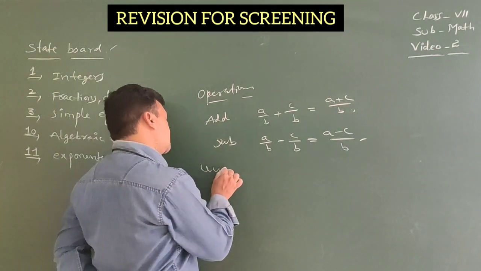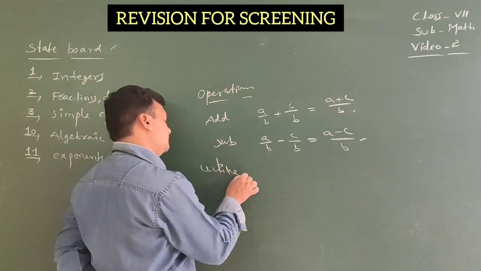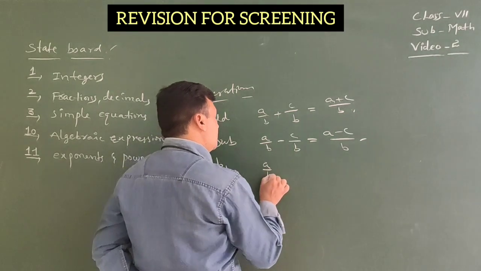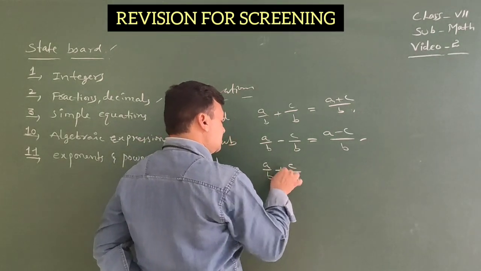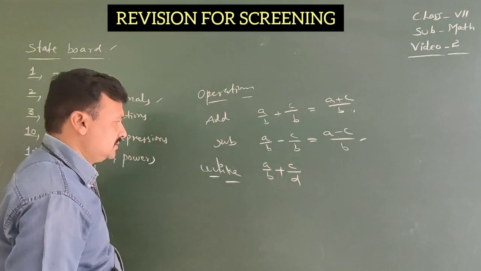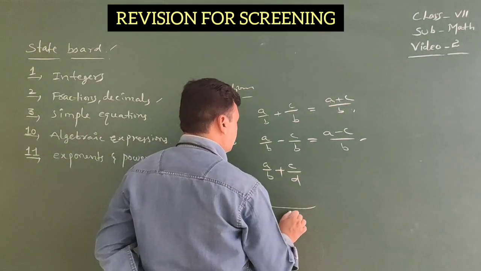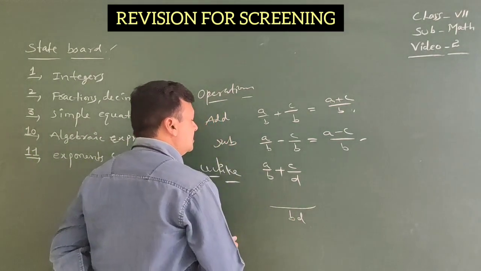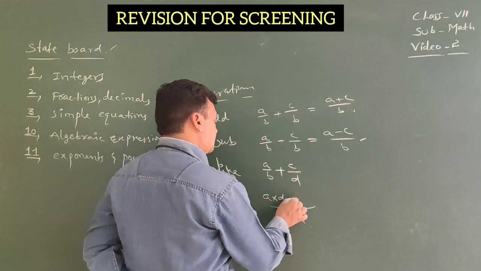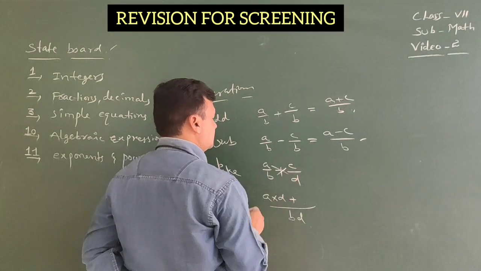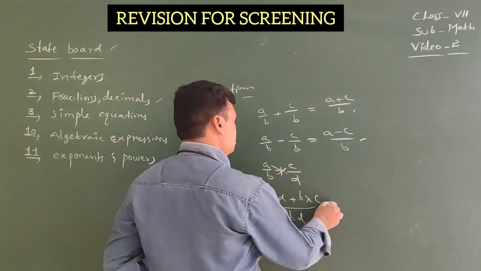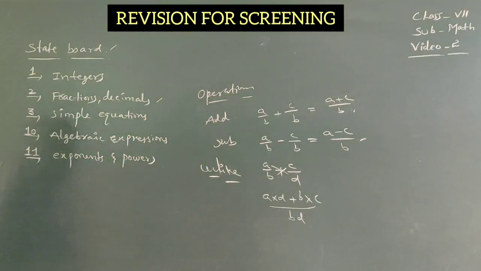Whether they are unlike, A by B and C by D, two fractions are given. Then take the LCM. BD is the LCM, and multiply accordingly. For subtraction also, change the sign, the same process. In this way we can add or subtract the given fractions.